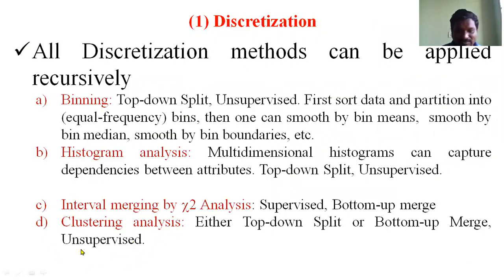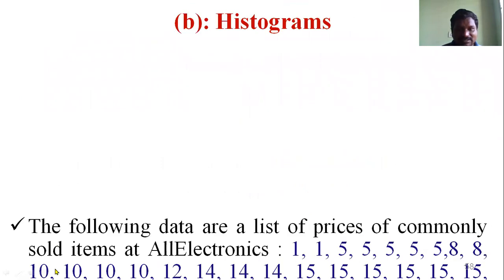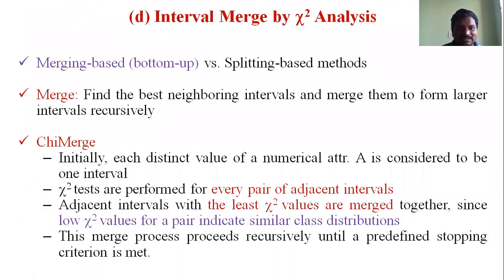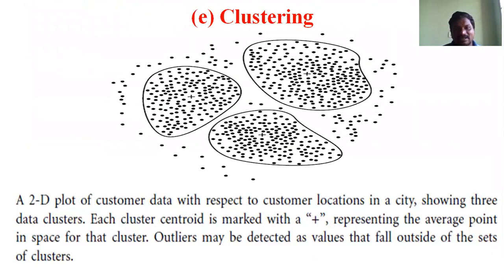Another important one here, the fourth and final important one, is clustering analysis. What is clustering analysis here? The clustering of data. You already know grouping the data. Here I am going to group the data into 3 partitions. These partitions are called clusters. Within a cluster, all elements are more similar.